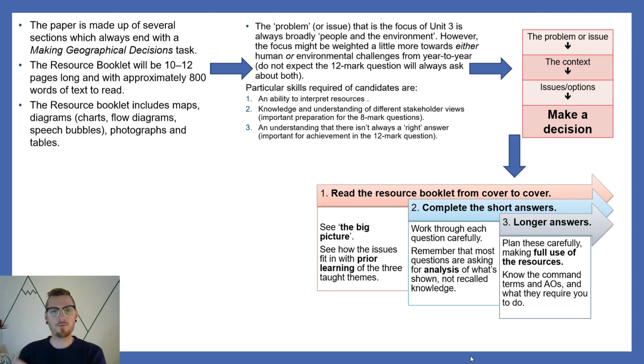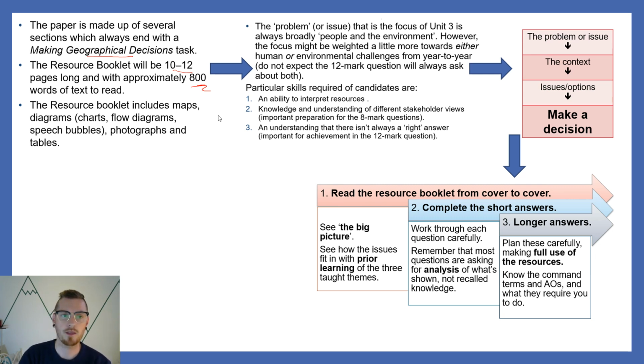Okay, so let's look at the flow of this paper. Let's start in the top left-hand corner here. So, the paper's made up of several sections. We know there's 4, and it's all about making a geographical decision. You are going to get given a resource booklet, which is 10 to 12 pages long, and that constitutes 800 words of text. I recommend before you do anything, you read that entire resource booklet, okay, from the start to the end.